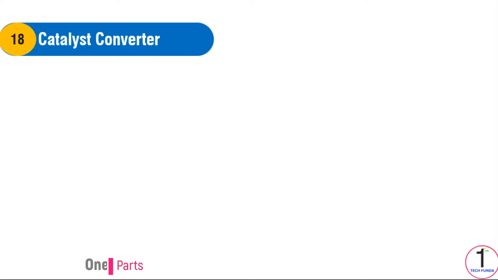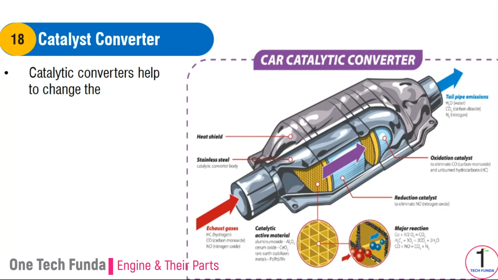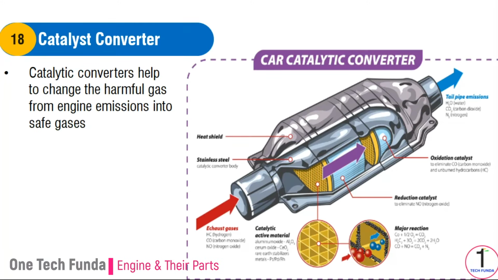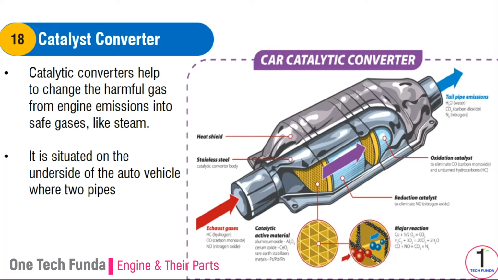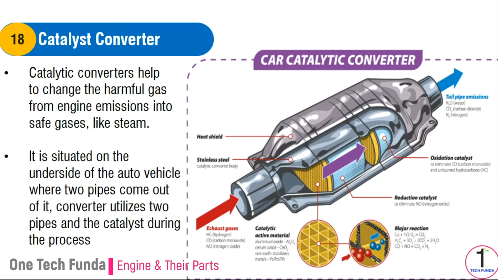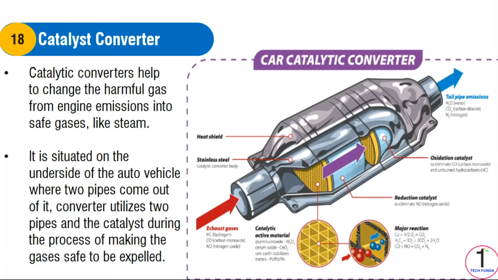Catalytic converter. Catalytic converters help to change the harmful gas from engine emissions into safe gases, like steam. It is situated on the underside of the vehicle where two pipes come out of it. The converter utilizes two pipes and the catalyst during the process of making the gases safe to be expelled. The catalytic converter is an exhaust emission control device that is using chemical reactions and redox reactions. It reduces toxic pollutants and gases from exhaust gases in an IC engine.